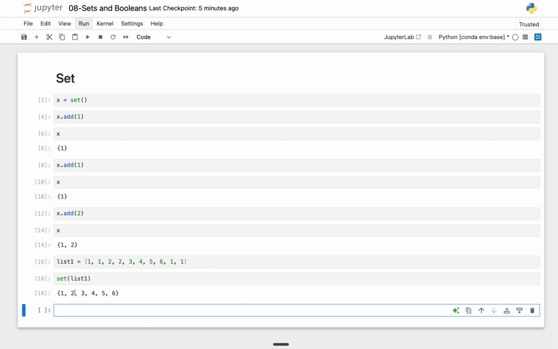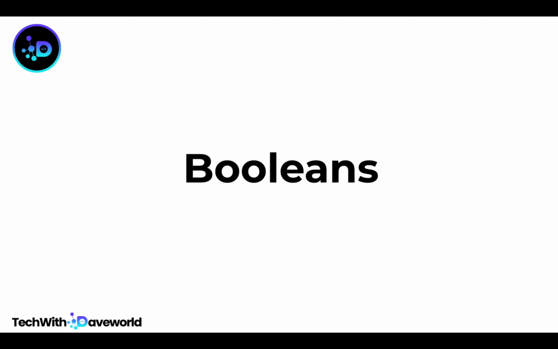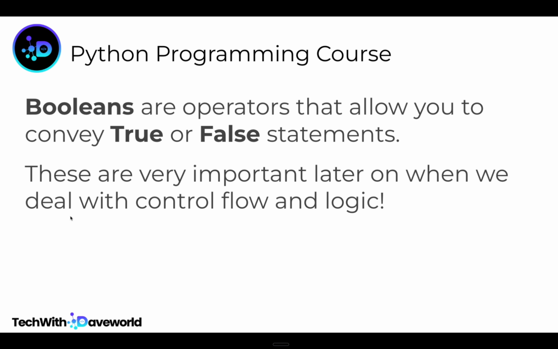Now let's go ahead and talk more about booleans. So now that we already have an idea of how sets work, the last object we're going to be covering is booleans, right? And what are booleans? Basically, booleans are operators that allow you to convey a true or false statement. And this is very, very important, because later on, when we deal with control flow and logic, they are pretty much going to come in handy. So booleans are very, very important. Let's quickly take a look at some examples working with booleans.